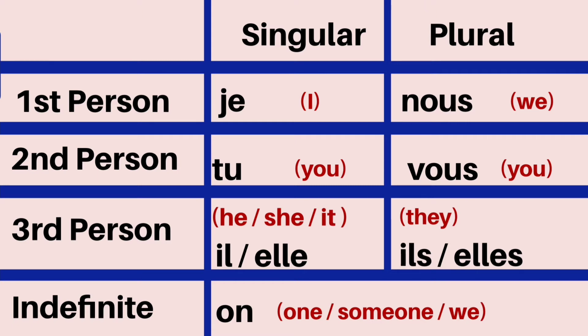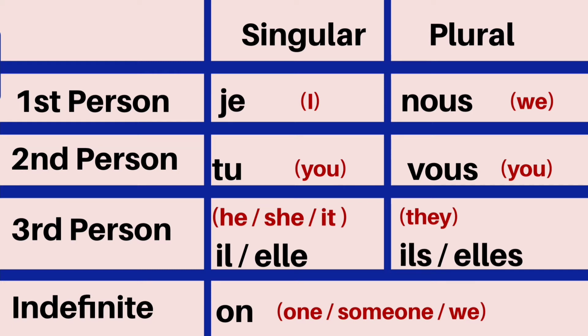In the plural forms, we have for first person plural nous, which means we, second person plural vous, which means you, and third person plural they, which is ils and elles. They are pronounced just same as il and elle. We don't pronounce the last consonant s. So ils and elles both mean they, but over here the difference is based on masculine plural and feminine plural.